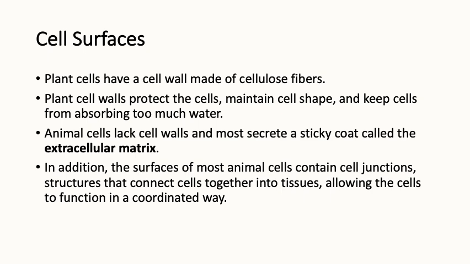Instead, many animal cells can secrete an extracellular matrix, a sticky network of proteins and carbohydrates that helps cells attach to one another and communicate. Animal cells also form specialized connections called cell junctions, which physically link neighboring cells and allow tissues to function as coordinated units rather than isolated cells.